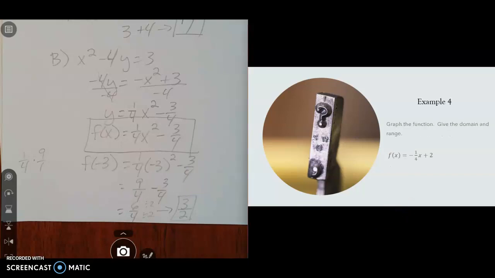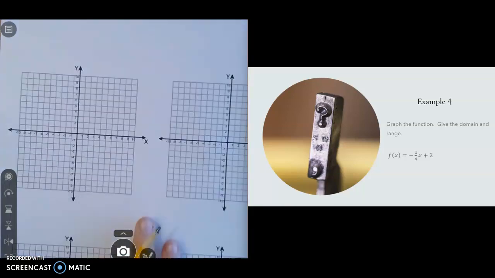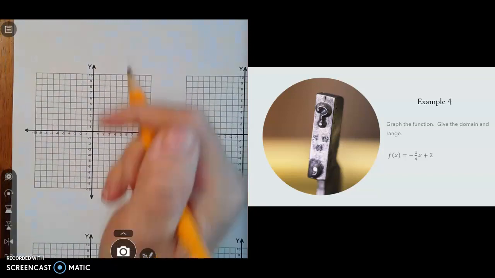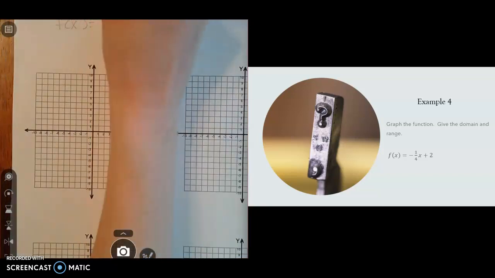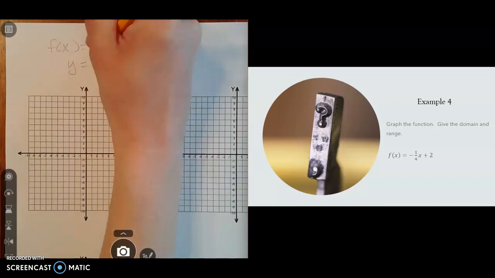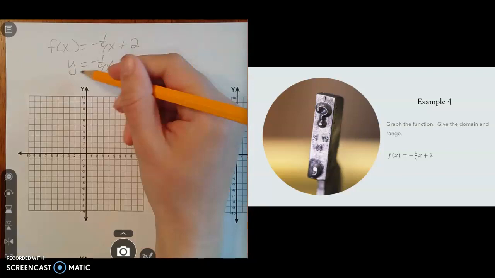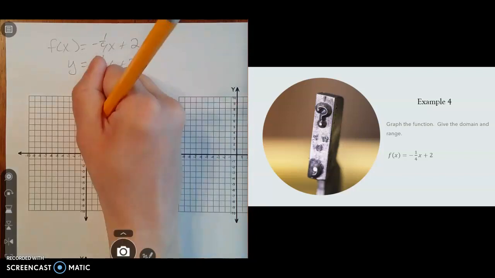All right. Example 4 says, graph the function, and then we get to give domain and range again. So a little bit of review from last time, which is going to be pleasant. But we're in that function notation. So when it has f of x equals negative 1/4 x plus 2, if it helps your brain a little bit, that's the same thing as y equals negative 1/4 x plus 2. So we've got a line. The y-intercept is 2. I'll go ahead and plot that.